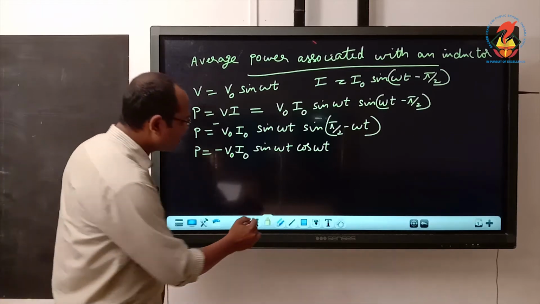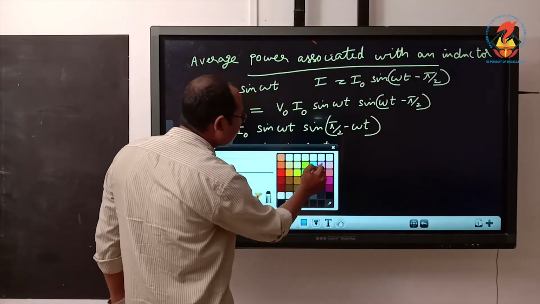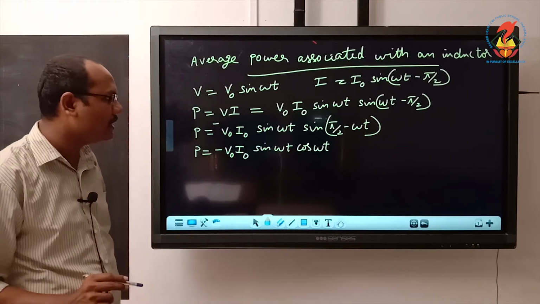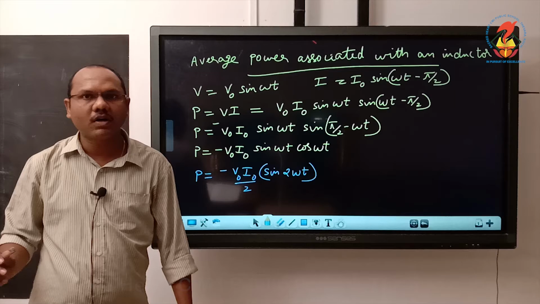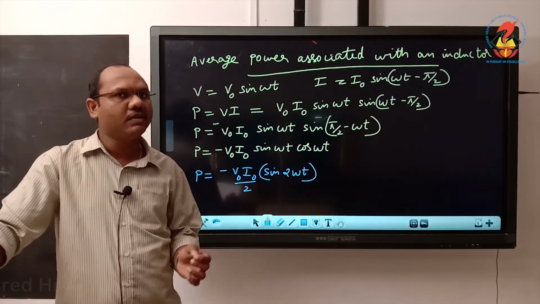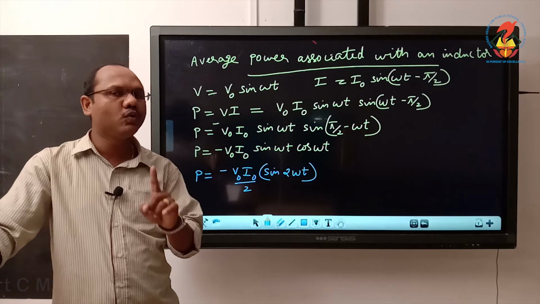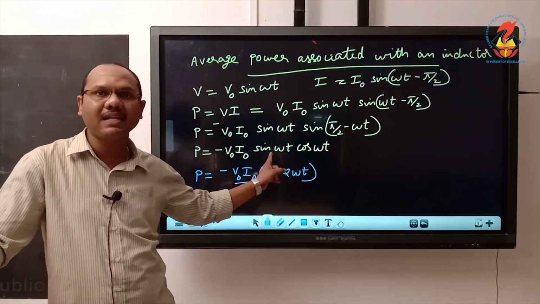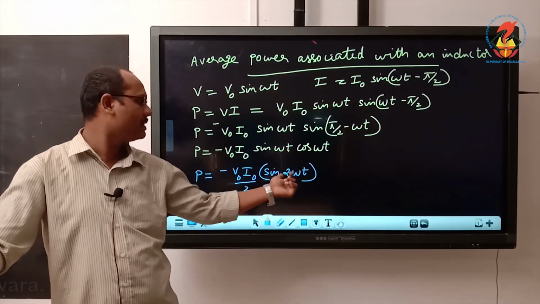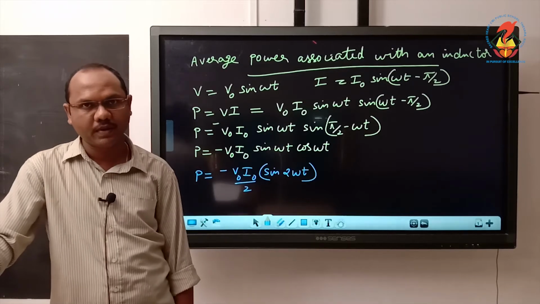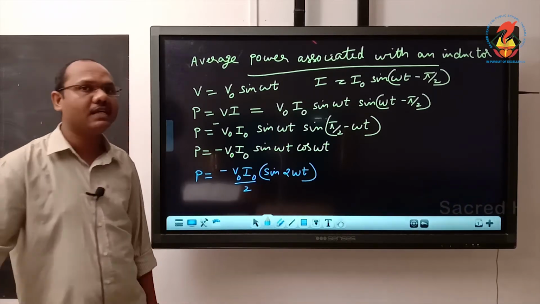Now what is sin 2 theta? Sin 2 theta is 2 sin theta cos theta, right? So here I can write P is equal to minus V0 I0 by 2 sin 2 omega t. You got it? I used the trigonometric equation sin 2 theta is equal to 2 sin theta cos theta. I applied that equation here. So sin omega t cos omega t can be written as sin 2 omega t by 2. So this is the equation for the instantaneous power.